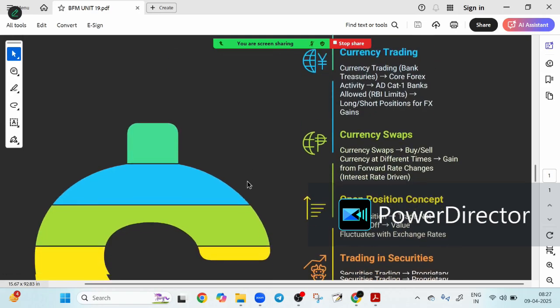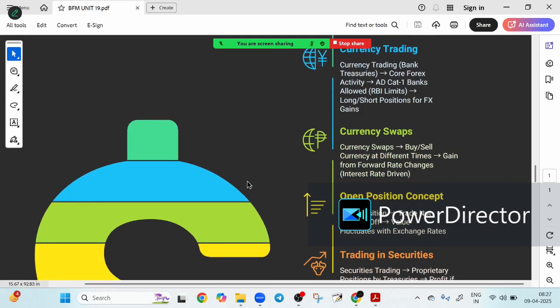Now friends, currency swap. When timing is everything, in a currency swap, the bank buys and sells the same currency at different times, profiting from the interest rate difference. That is called a currency swap. So the bank is buying currency at one time and selling currency at a different time, right? Since timing matters, it is a powerful tool to manage forward rate risk and balance exposure.